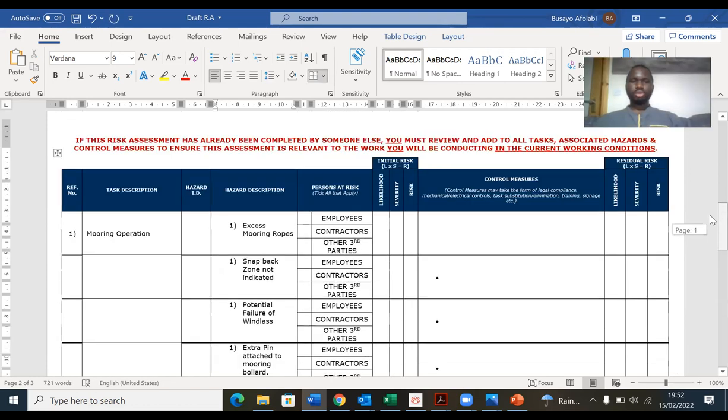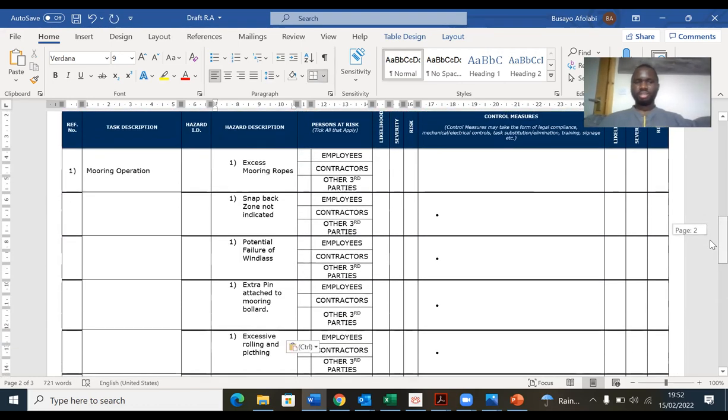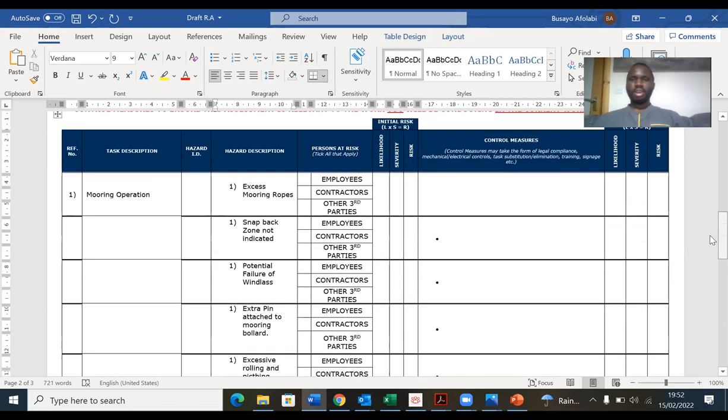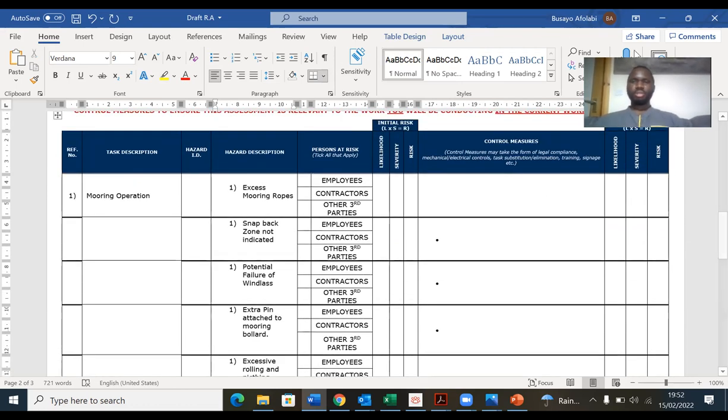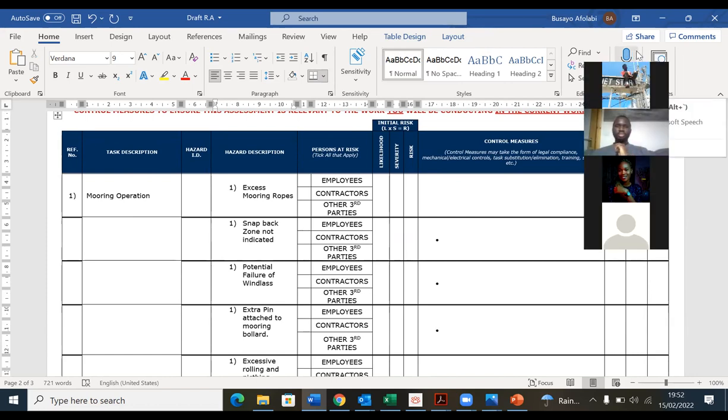Yeah, thank you. So I've now separated all the hazards in different columns. Now, control measures. There was someone telling me about hand gloves, and this is where your interesting point comes in, but I'll come to you when it's time. Who mentioned excess mooring ropes? I did, sir. Thank you. So what do you think we should do here?